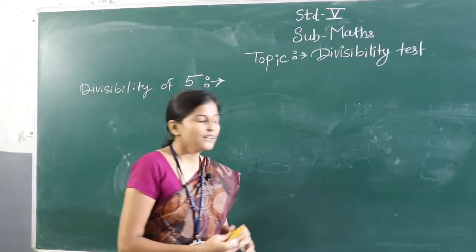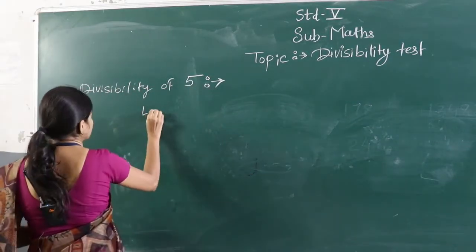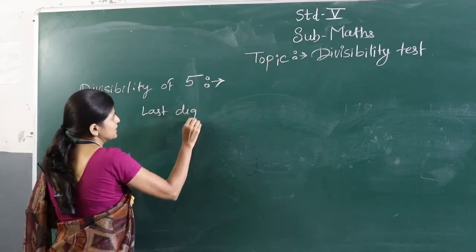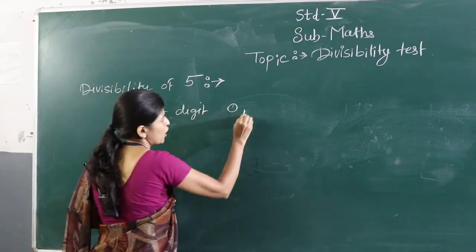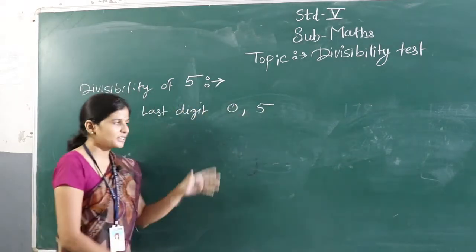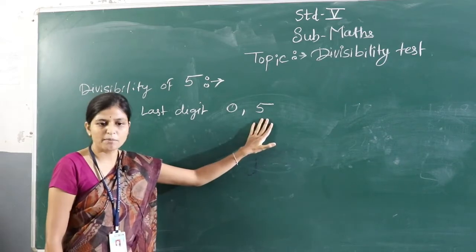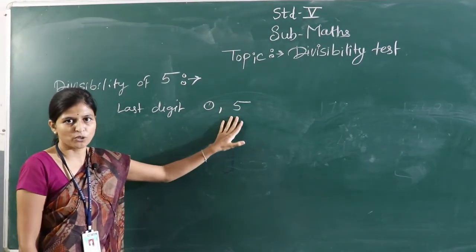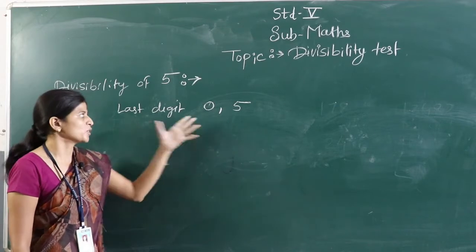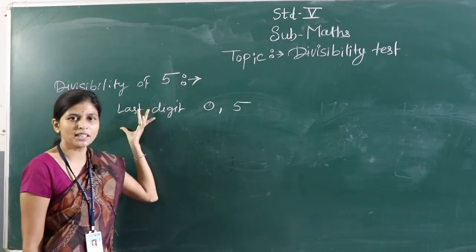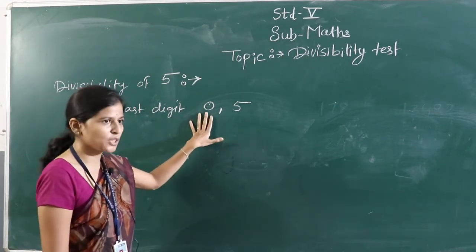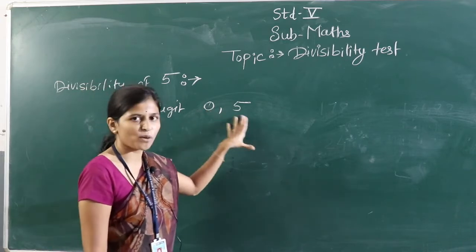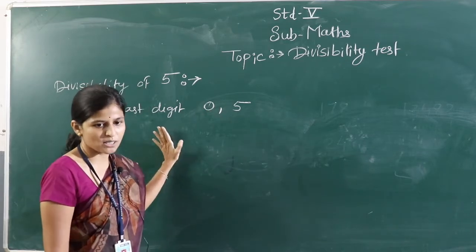Divisibility of 5. If the last digit of a number is 0 or 5, then the whole number is divisible by 5. This is the divisibility of 5. Means last digit of a number, any number, if the last digit possesses 0 or 5, then the whole number is divisible by 5.